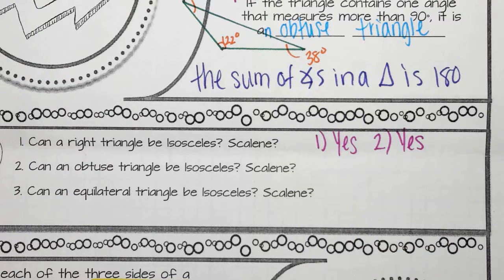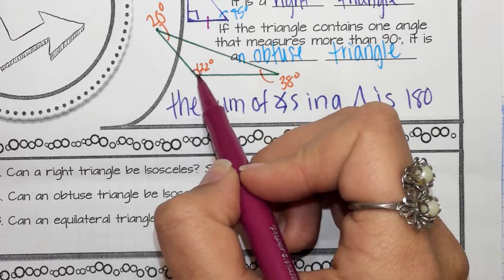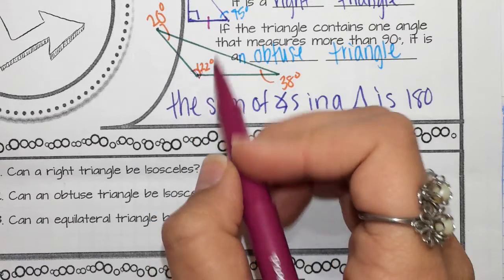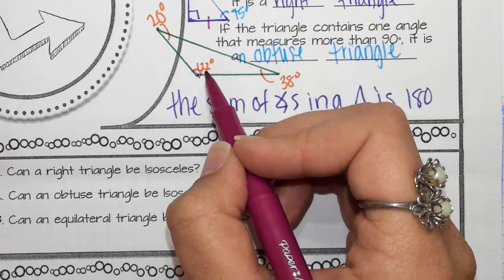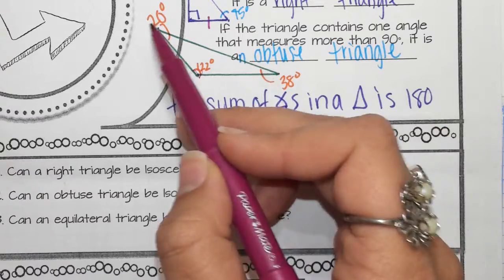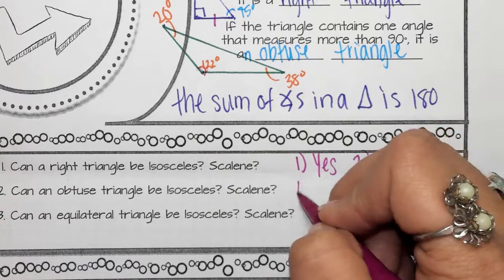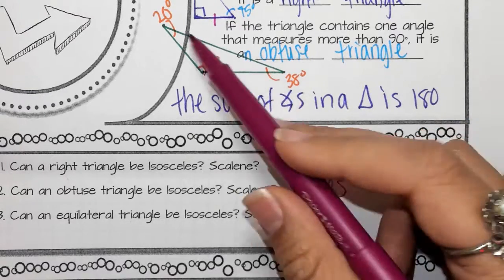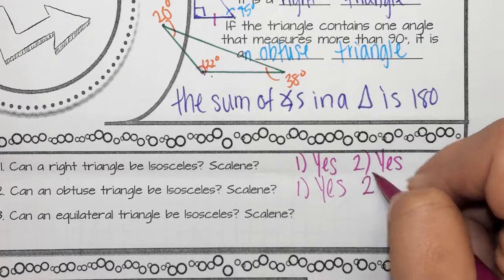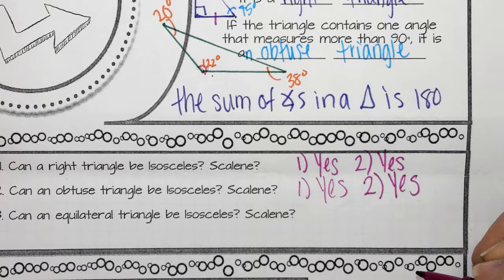Alright, can an obtuse triangle be isosceles? Well, if we said that this angle measure was 122, the leftover angle measure would have to be 58. You could divide that in half and get these two angles. So if you have the other two angle measures the same, the sides would have to be the same. So therefore, could it be isosceles? Yes. Could it also be scalene, like this one up here? Maybe. I don't know how else to explain it.